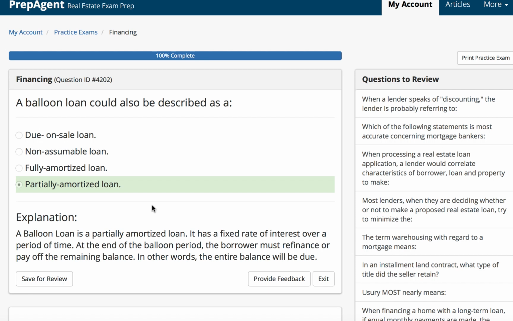Okay? Yeah. So partially amortized means you pay it off before the loan fully amortizes. You know what I mean by amortize? Is that when you have like a fixed amount every month? Yeah, and it just goes down at an equal rate. Yeah.